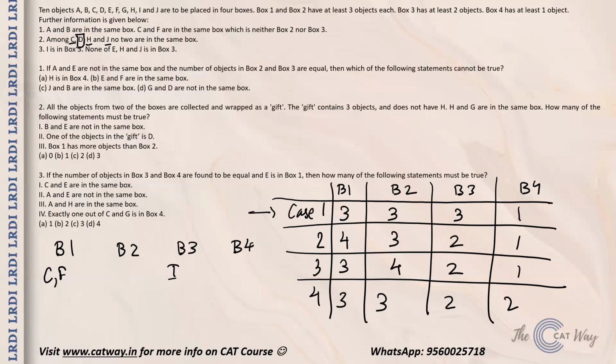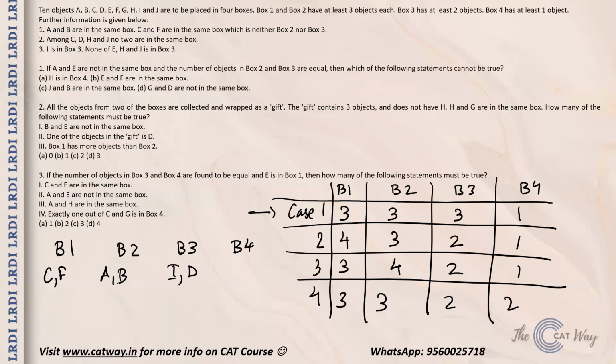Now, because H, J, and C cannot go in box 3, the only possibility for box 3 is D. Now, since A and B have to go in the same box, they have only one position to occupy, that is B2. Why? Because in B1 they cannot go, because it will have 4. B3 they cannot go, it will have 4. And B4 they cannot go, it will have 2, which is none of them is possible. So the only possibility for A and B is to occupy box number 2, right?